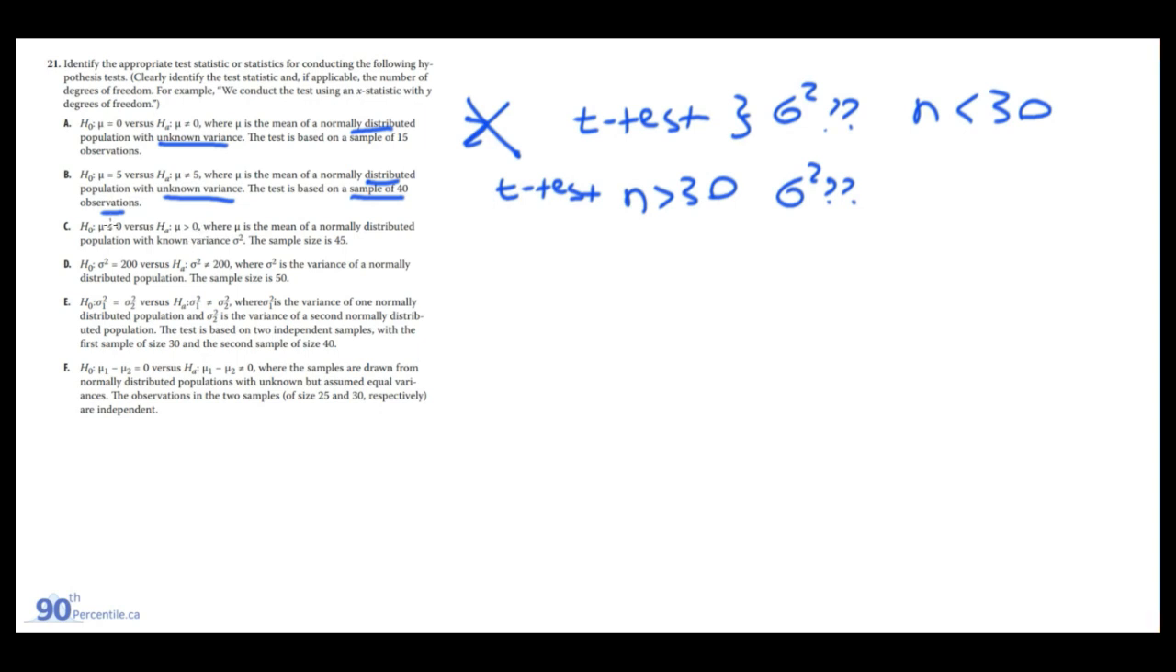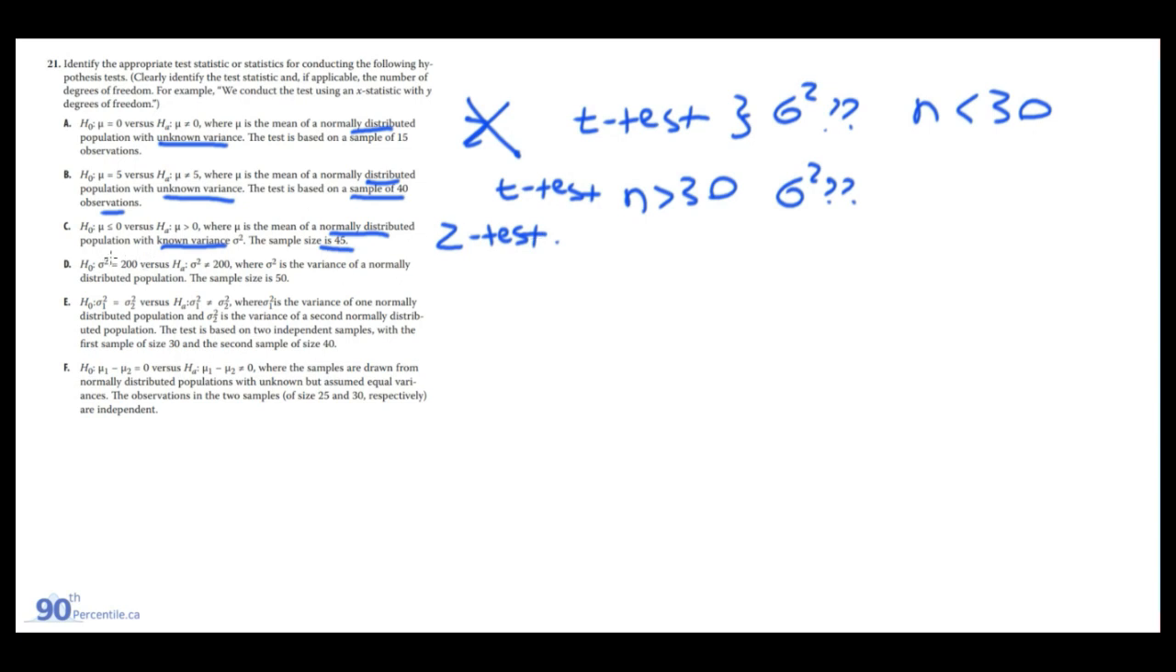For C, the null is that the mean is less than or equal to 0 versus the alternative that it is greater than 0, where the mean is normally distributed with a known variance and the sample size is 45. So this is the z-test. If the variance was known but the sample size was less than 30, you would use t, but the z-test is normally distributed and the sample size is greater than 30, so we're all good.